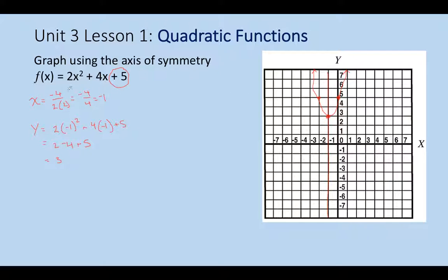If I wanted to, I could just pretend like that was the origin and graph y equals 2x squared. When x equals 1, y equals 2, so over 1, up 2. You can see that it winds up being exactly the same. All right, moving on.